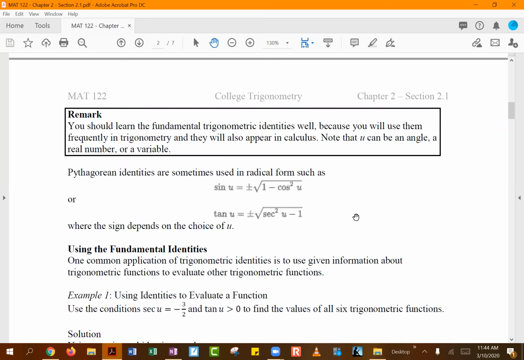The one thing you have to be careful about in these identities is how they are defining that angle u. So it can be an angle, but at the same time, they can also use it as a real number, or they can think of it as a variable. So it's going to depend on what purpose we are using that u for, and then how we would go about solving for it.